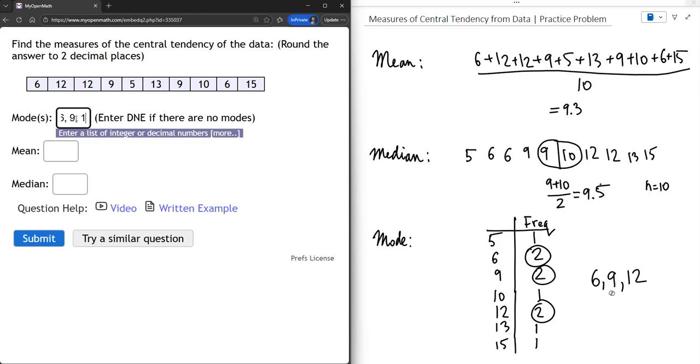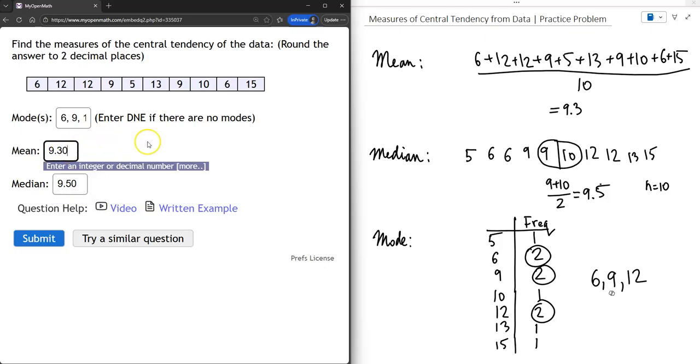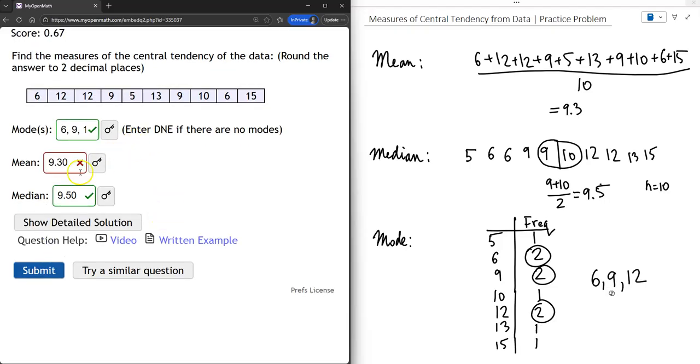6, 9, and 12. There is one mean, 9.3, and there is one median, 9.5. Following these instructions, I'm going to add another 0 there and press submit.